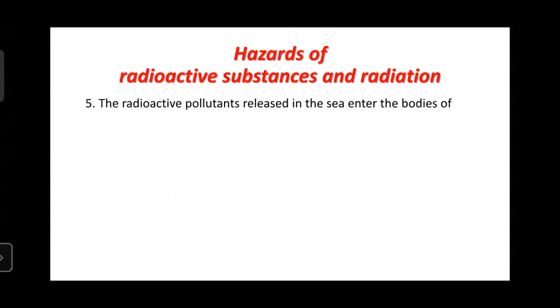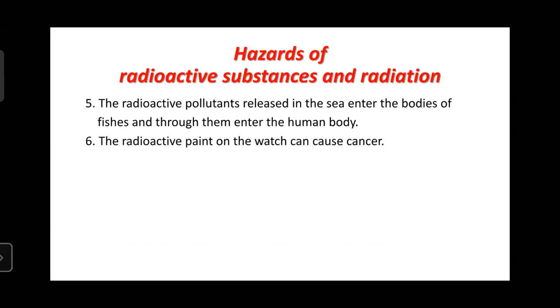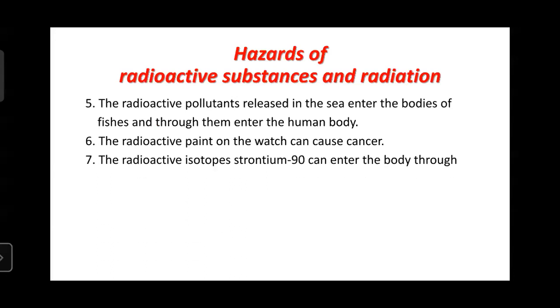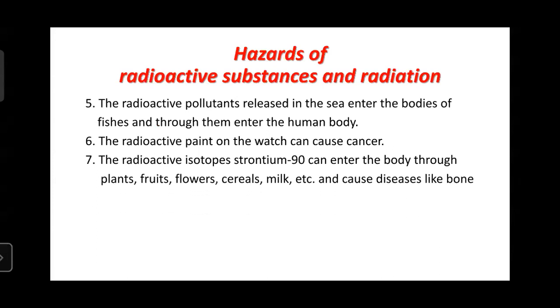Next, the radioactive pollutants released in the sea enter the bodies of fish, and through them they enter our body. The radioactive paint on watches can, in some cases, cause cancer. Radioactive isotopes like strontium-90 can enter the body through plants, fruits, flowers, cereals, and milk, and cause diseases like bone cancer and leukemia.